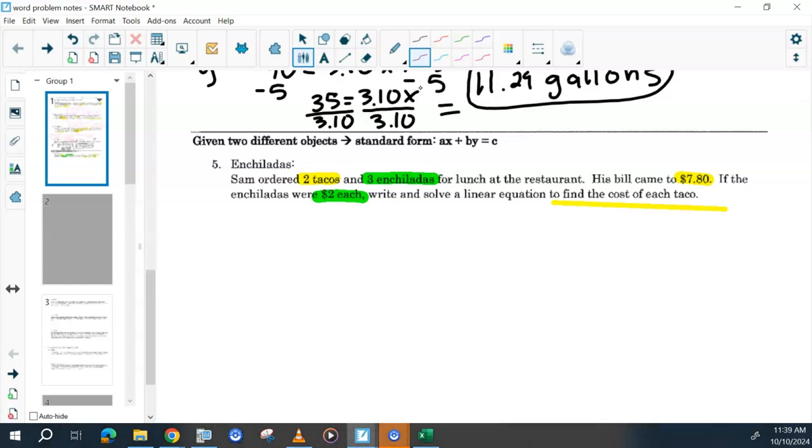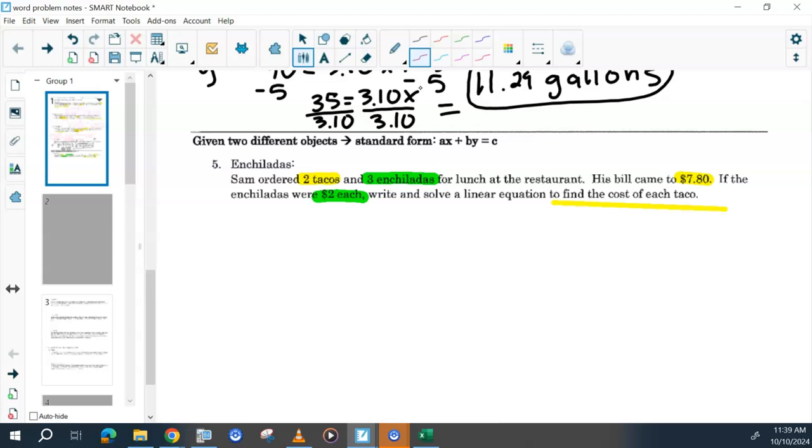The A and the B don't really matter. It doesn't matter which one you call A, which one you call B. The X and Y kind of same thing, except whatever A is related to X, those have to go together. So like enchiladas and the cost of enchiladas have to go together. I can't put this with tacos because that wouldn't make sense.